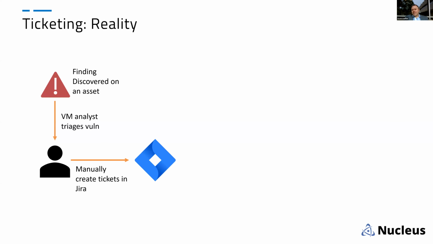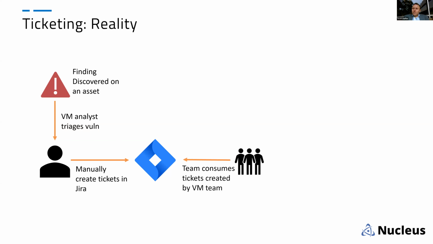And then in this example, we're using Jira, but take your pick on ticketing system. In fact, you could have multiple ticketing systems, but let's just pick one. So then the analyst will manually create a ticket in Jira for a team to go consume. The important thing to note here is actually creating a single ticket, right? So the analyst is creating tickets. From there, some team is going to consume the tickets that were created by the VM folks.